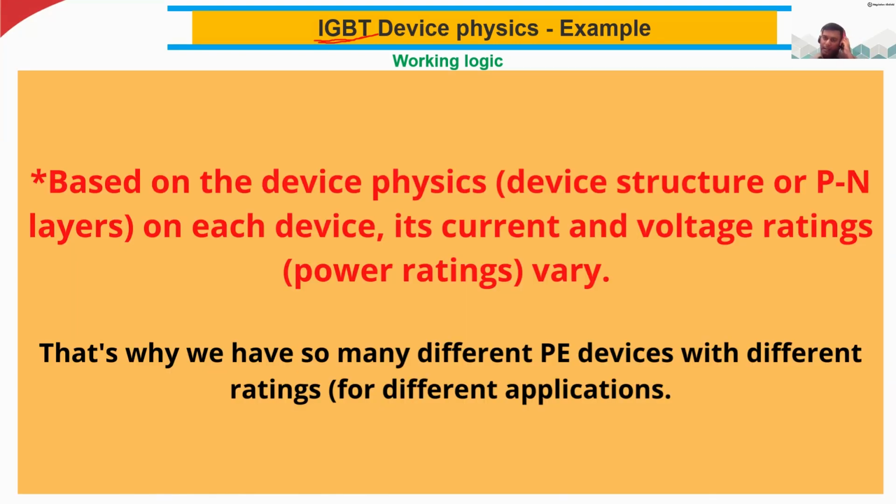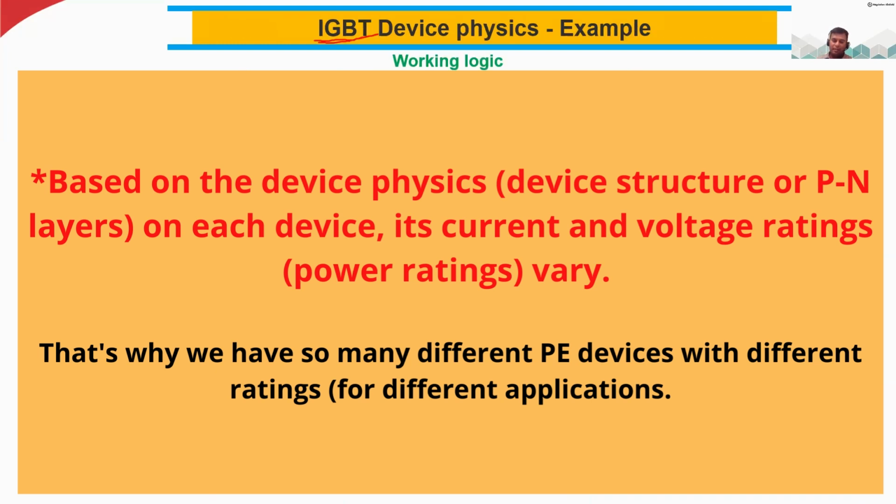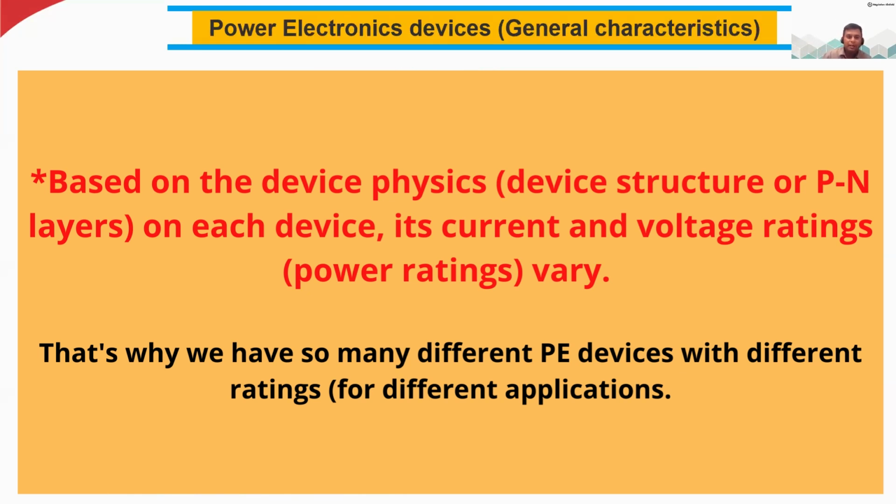Yes, so that is how each device works. We have seen the bipolar transistor, MOSFET, and IGBT. Each device has its own device structure like this. Based on the device structure, we apply this gate voltage, these things happen automatically, and then the current flow occurs. So now we are talking about the device physics, right? I told you each device has a different name, and the different names are based on the device physics or device structure.